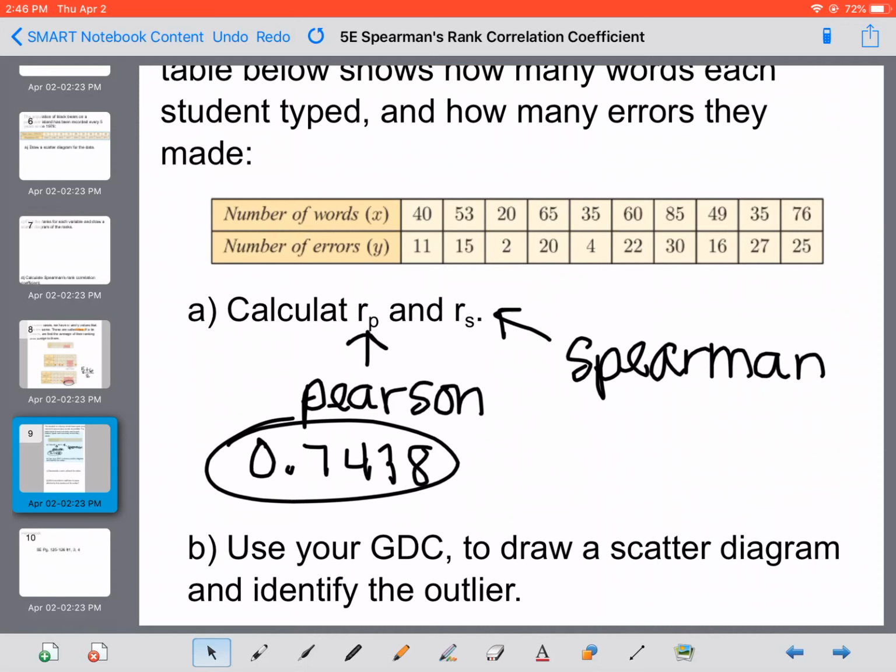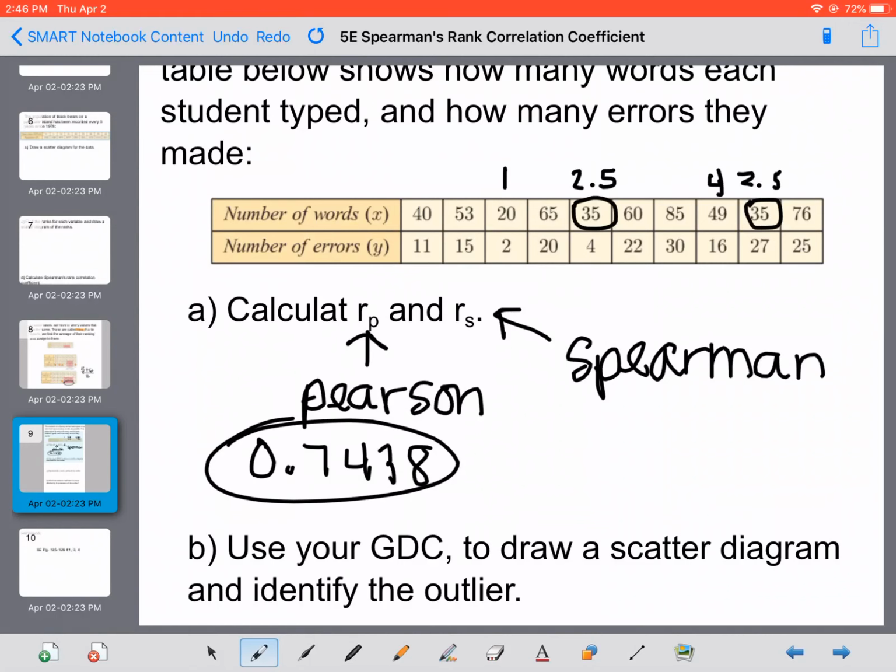Our smallest number in the X category is 20. So that's going to be a number 1. Our next one is 35, but notice we have 2 of them. So that's really the second and the third. So when I do 2 plus 3 divided by 2, that gives me 2.5. So these are both going to be 2.5. So that's the second and the third. The fourth highest is 40, or 49, excuse me. So that's going to be a 4.